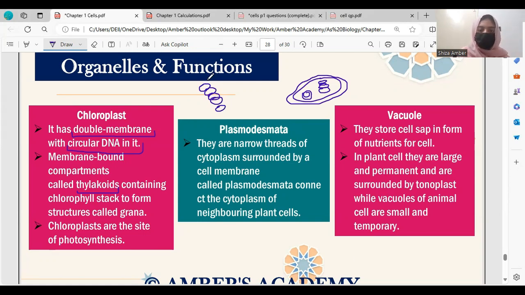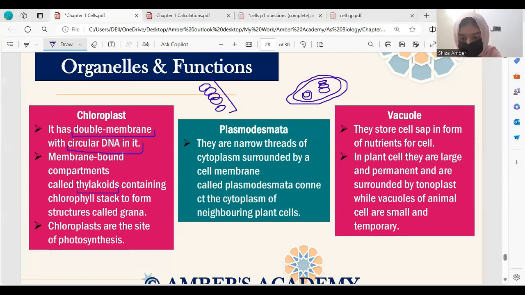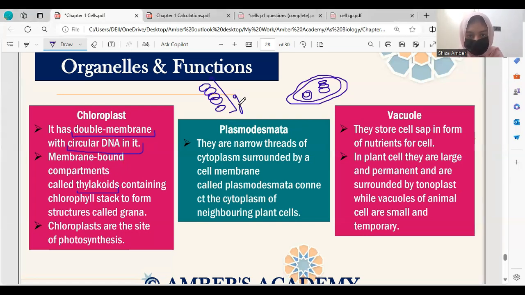So this pile of coins is known as grana. Okay? This pile of coin is known as grana. It will be better if you write it along with me in your notebooks. Pile of coins is known as grana. Okay? And one single coin, if I take one coin out of this stack, this single coin will be known as thylakoid. Okay? Thylakoid. The single coin will be known as thylakoid, but a pile of coins will be known as grana. Do you understand?